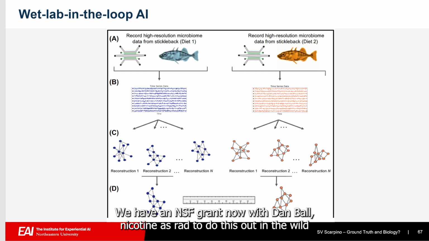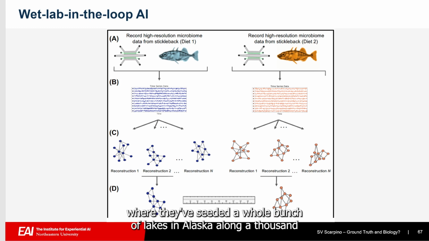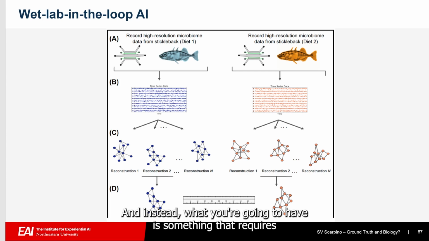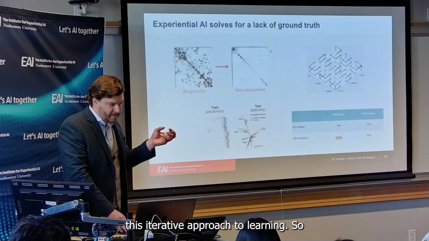We have an NSF grant now with Dan Bolnick, Tina Eliassi-Rad to do this out in the wild, where they've seeded a whole bunch of lakes in Alaska along a 1,000-kilometer gradient with lab stocks of fish, and we're going to watch as they adapt to this climate gradient and try to understand mechanistically how they're responding, but in a way that acknowledges we don't expect there to be this kind of easy predictability between these different populations. Instead, what you're going to have is something that requires this iterative approach to learning.